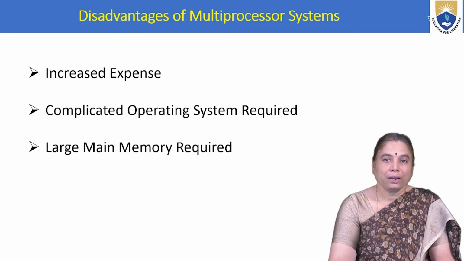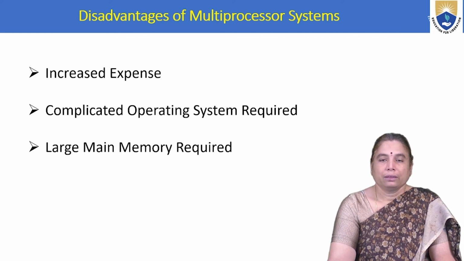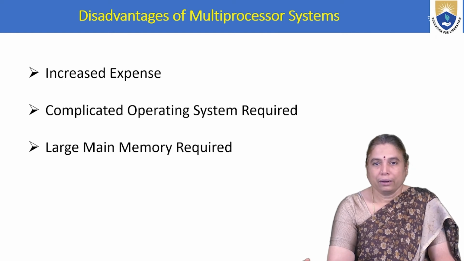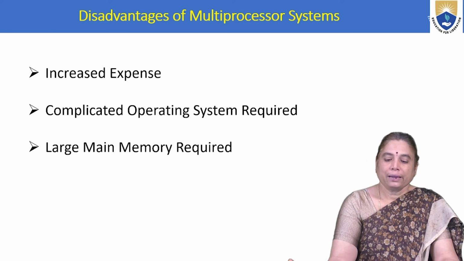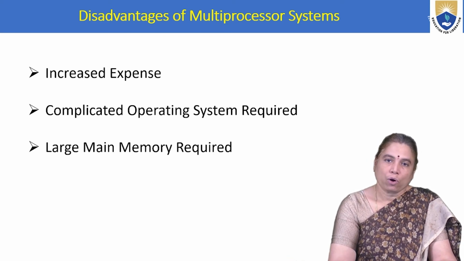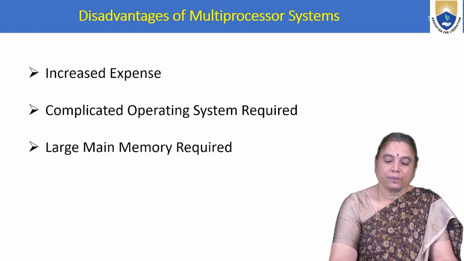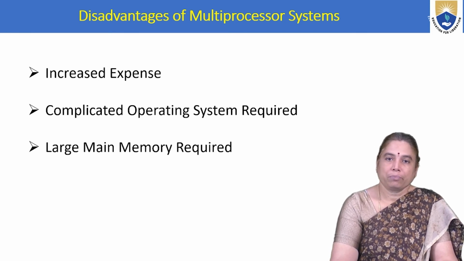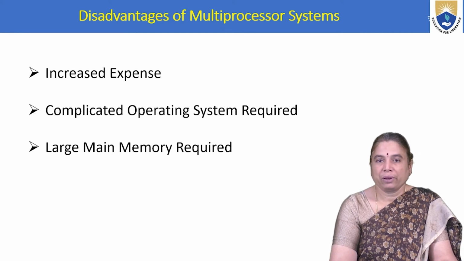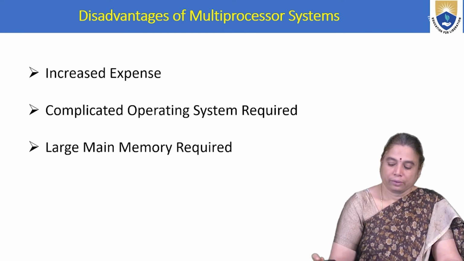What are the disadvantages of multiprocessor systems? They increase the expenses, and a dedicated and complicated operating system is required to communicate and coordinate various processes, and a large main memory is required to implement the shared memory concept between the processors.